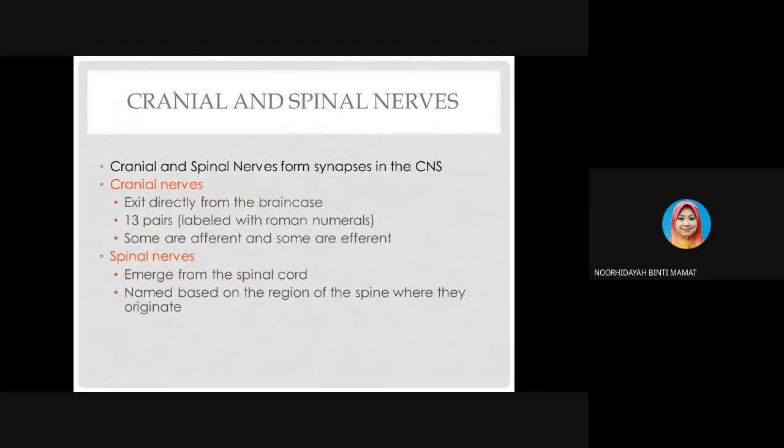Then we move to the cranial and spinal nerves. Cranial and spinal nerves form synapses in the CNS. The cranial nerves exit directly from the braincase. There are 13 pairs, labeled with Roman numerals, and some are afferent and some are efferent, which means some conduct signals in, and some send signals out of the integrating centers. The spinal nerves emerge from the spinal cord, and they are numbered based on the region of the spine where they originate.